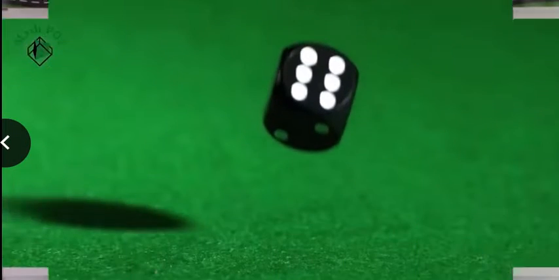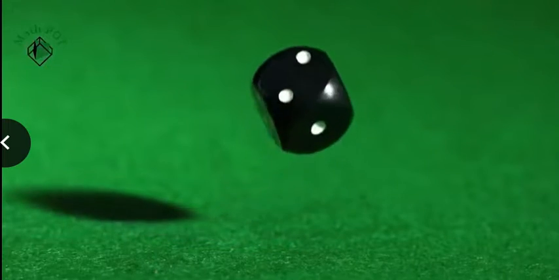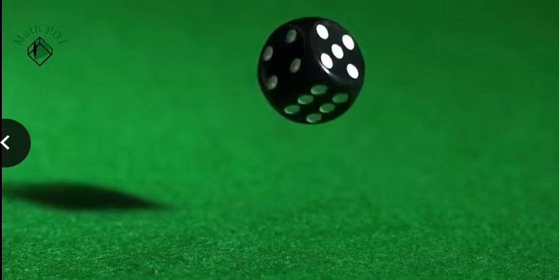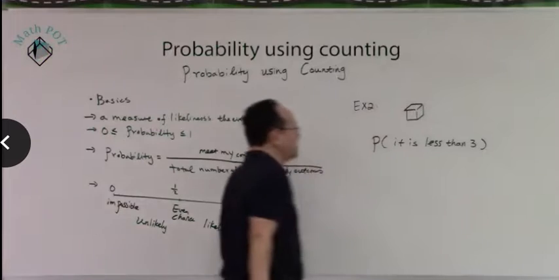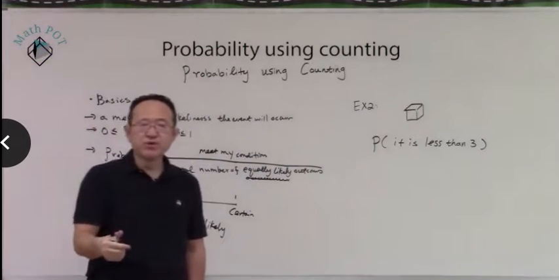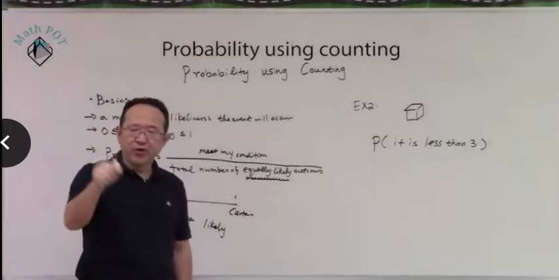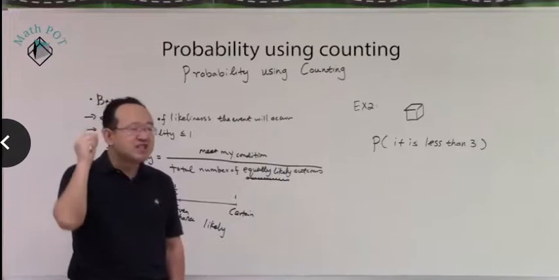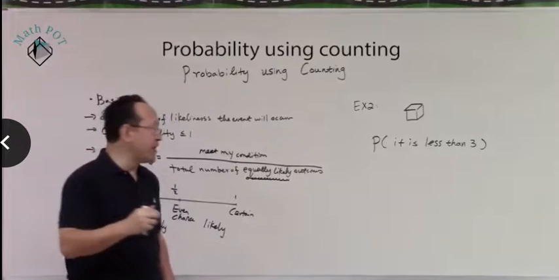How about you roll a die? What is the probability that the number is less than 3? Let's see how to solve this one. When you roll a die, of course, you might end up with 1, 2, 3, 4, 5, 6. We have a total of 6 equally likely outcomes. That means what?